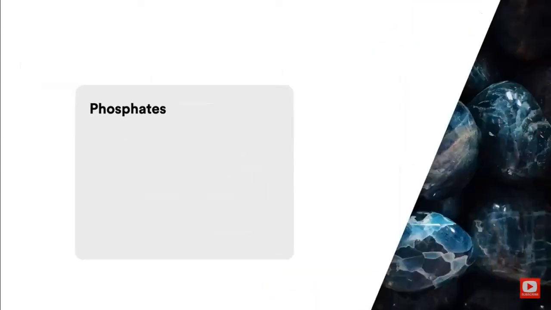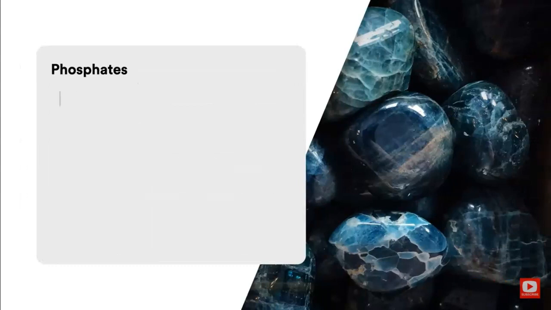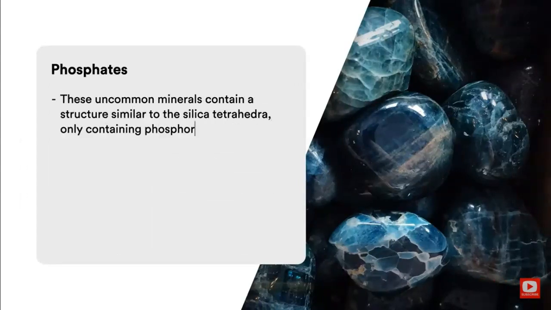Next up would be our phosphates. So these are very uncommon minerals, and they're going to contain a structure that's pretty similar to that silica tetrahedra that we discussed earlier, found in silicate minerals. The only difference here is that instead of having a silicon atom right in the middle, for phosphates, we will have a phosphorus atom right there in the mineral.